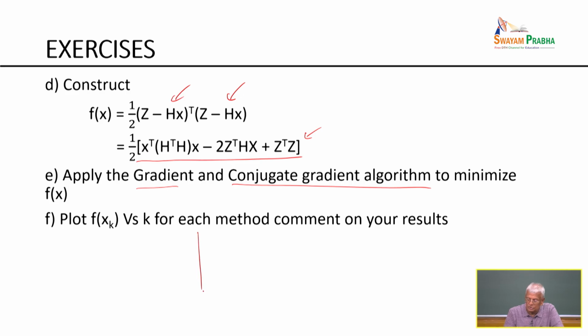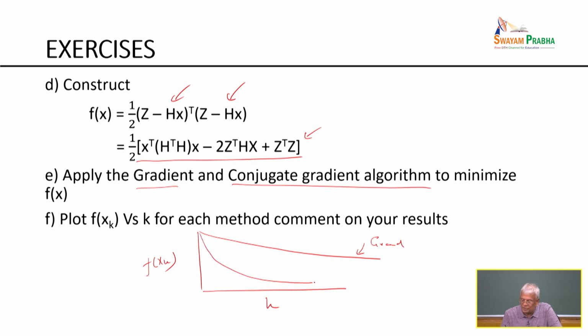So, this is k, this is f of x k, this will be the trajectory of the gradient method, and this will be the trajectory for the conjugate gradient method. The conjugate gradient method converges faster than the gradient method. So, this exercise should help you to see whether the convergence curve for the conjugate gradient algorithm is well below that of the gradient algorithm. So, this is a very good class project. Unless you do these kinds of class projects, you cannot say I understand the behavior of this algorithm very well.